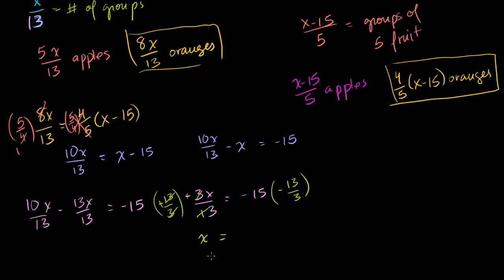And then the right-hand side becomes what? The negatives cancel out. I can divide the 15 and the 3 by 3, so that becomes a 5. And then this becomes a 1. And I'm just left with 5 times 13. This was just times plus 13. I wrote that there just to make sure you understood that the negatives canceled out. So 5 times 13 is what? 5 times 12 is 60, so x is equal to 65.